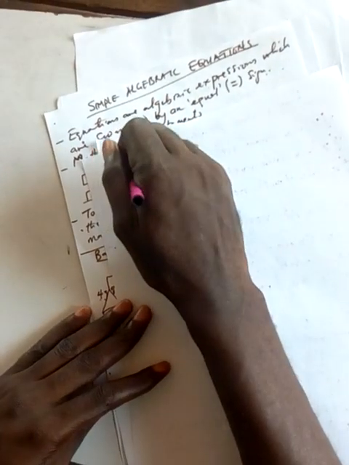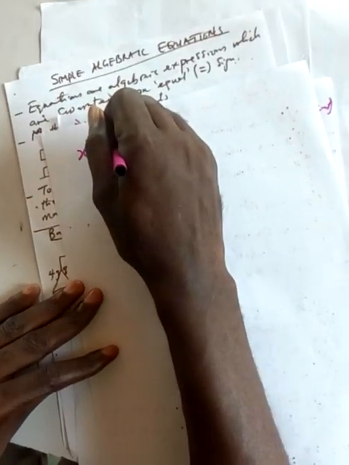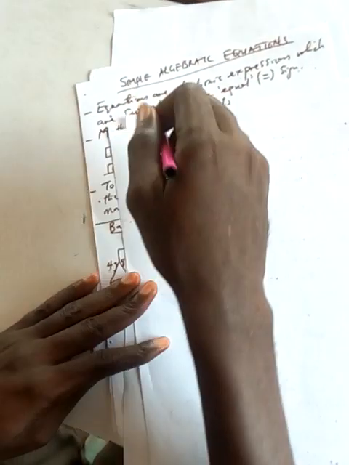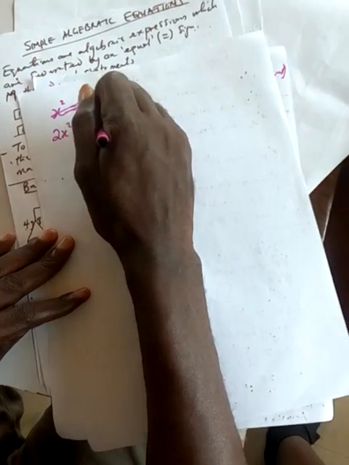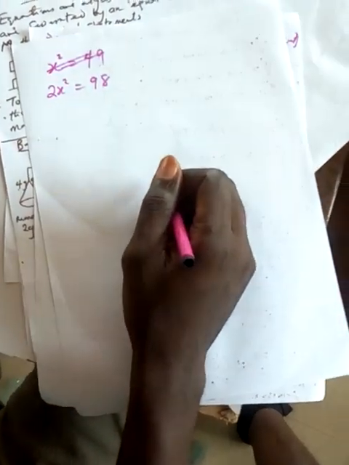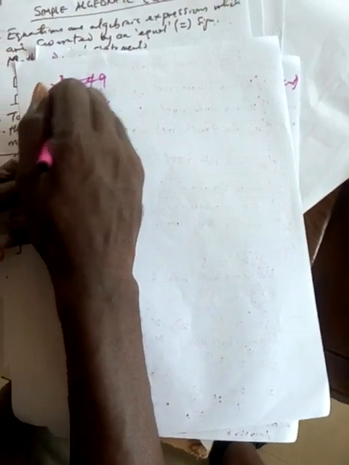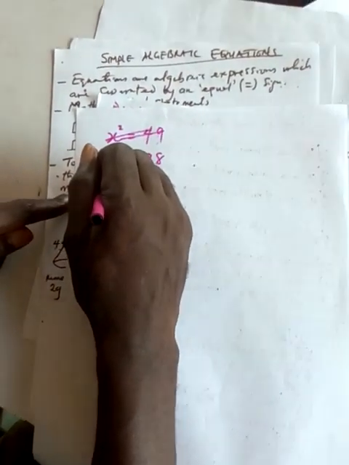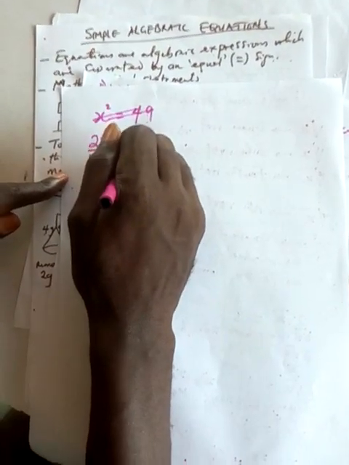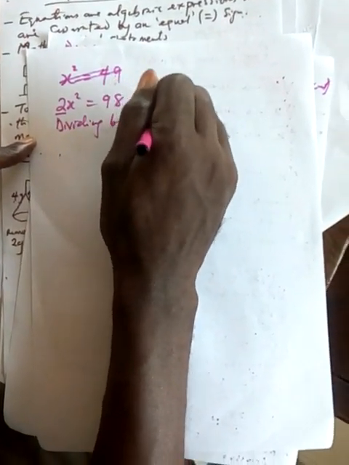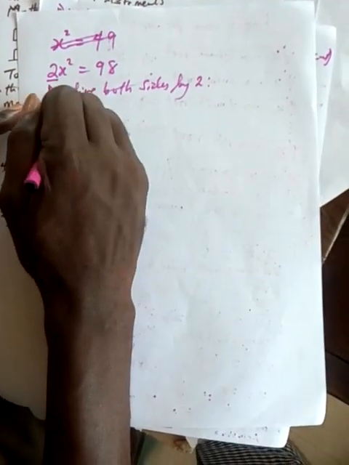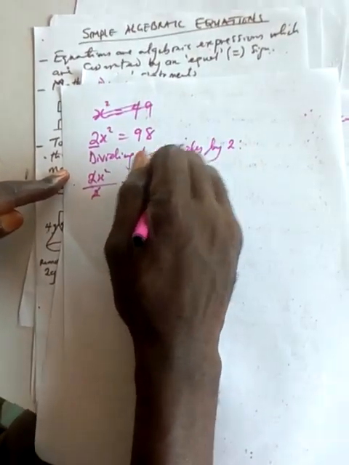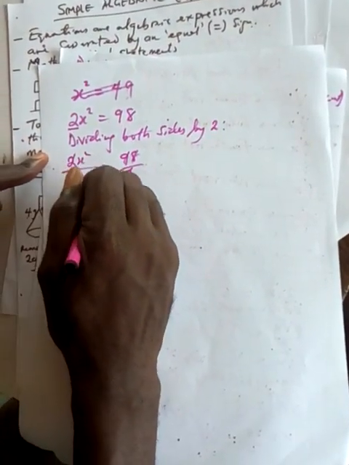So when we have the other one too, x squared equals 49. Okay, let's use 2x squared equals 98. We do the normal thing, remove the 2 by division because it is multiplying. So you're dividing both sides by 2. When we do that, we know we will get 49. X squared is 49.